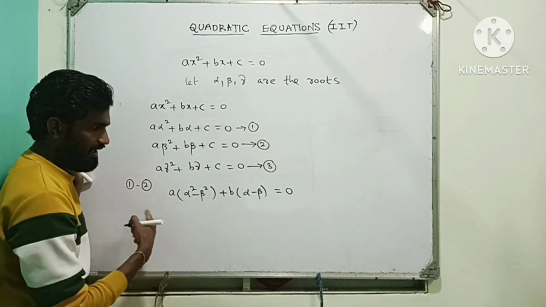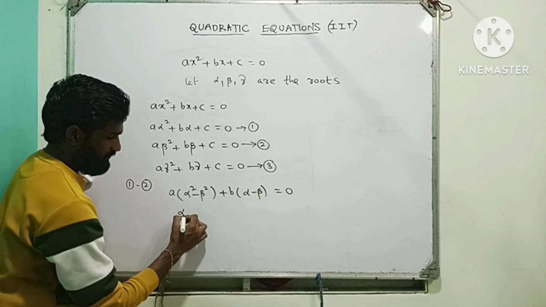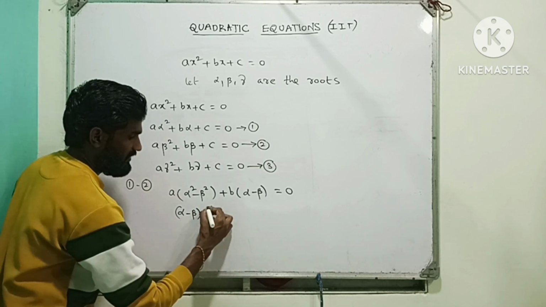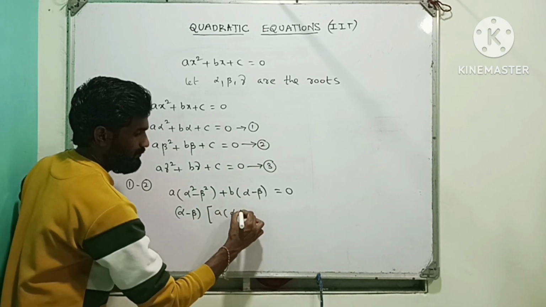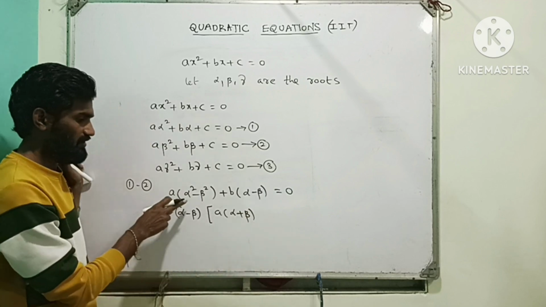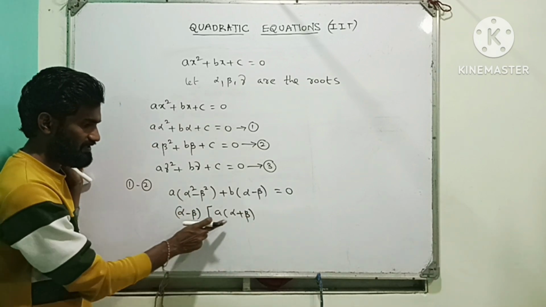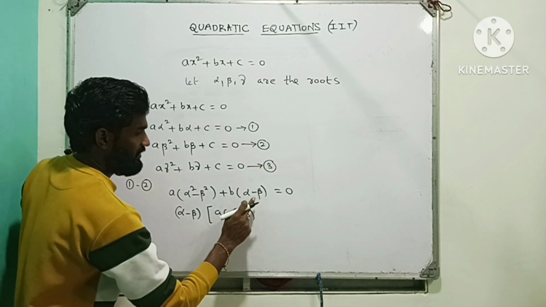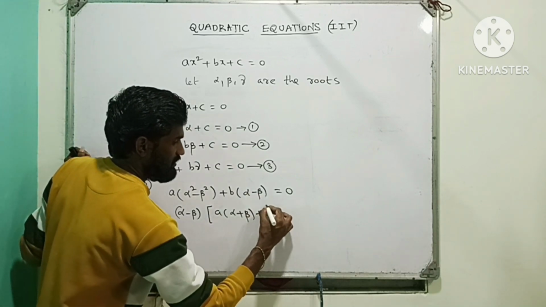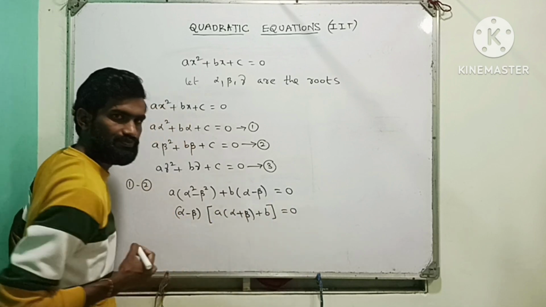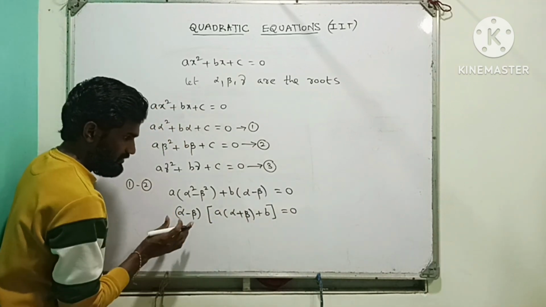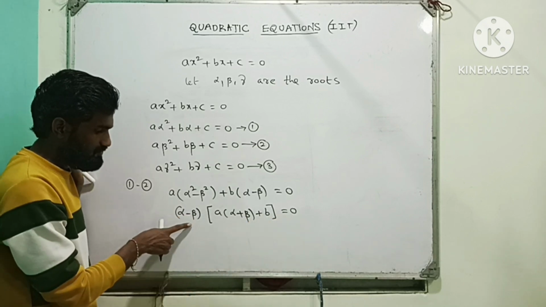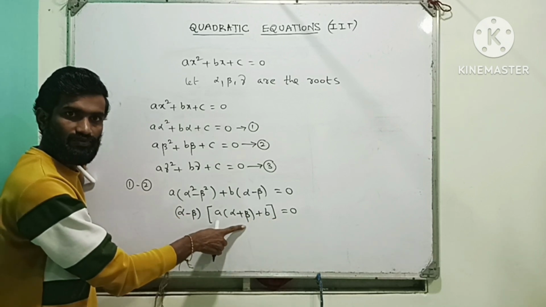Now if I take alpha minus beta common in these two, what I will get here? a into alpha plus beta. How did we get this? Alpha² minus beta² can be written as alpha plus beta into alpha minus beta. So here we have already taken common alpha minus beta, which is nothing but b, which is equal to 0. Now the product is 0, which means either this one is 0 or this one is 0.